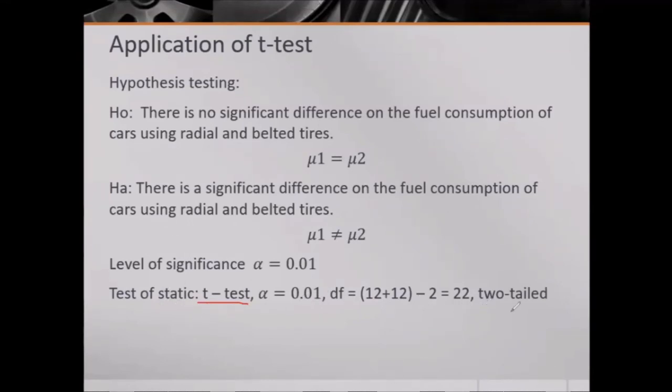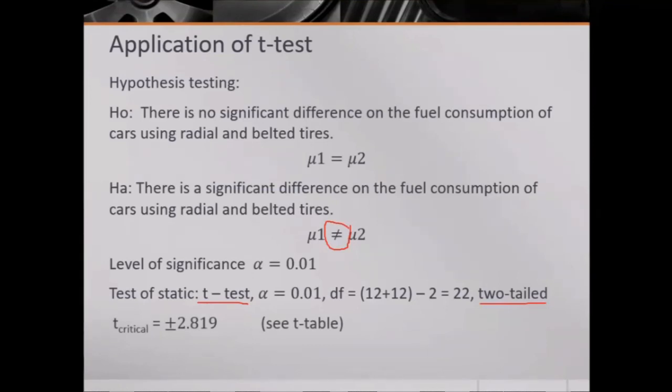Then bakit naging two-tailed? Base dito sa ating test statistic. Sapagkat pag tingnan natin ang kanyang alternative, yes, ang ginamit nating symbol ay non-directional, kasi sabi doon ay there is significant difference. So non-directional, pwedeng right and pwedeng left. Okay, kaya two-tailed.